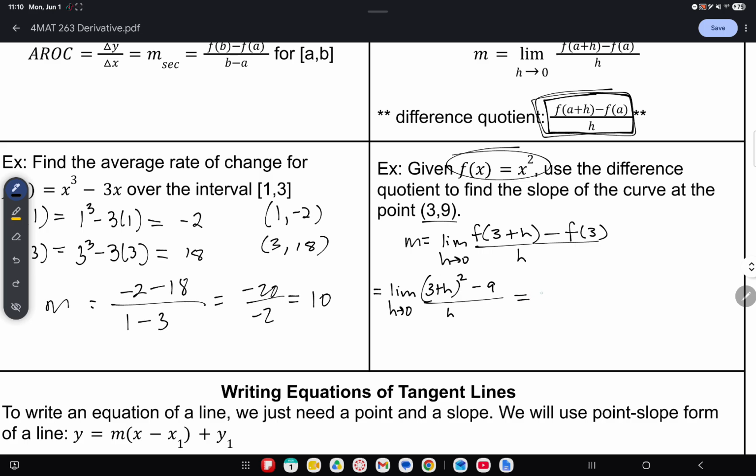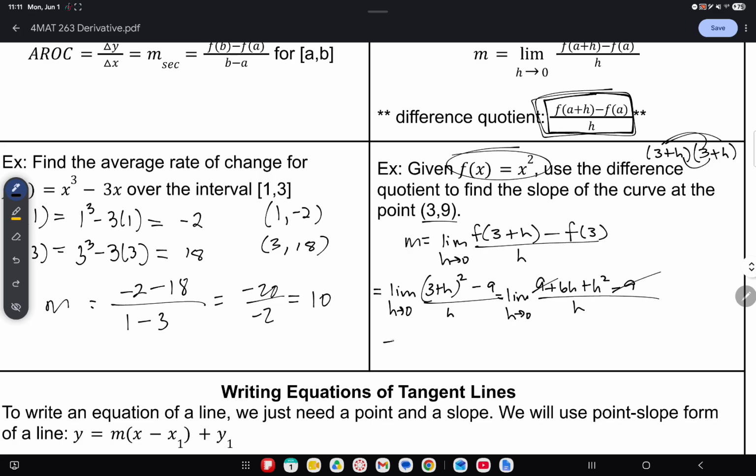Let's go ahead and square out that 3 plus h. I'm going to write it over here. 3 plus h times 3 plus h. We'll get 9. And then 3h plus 3h, so 6h. And then plus h squared, bringing over that minus 9 we have, all over h. And I'm forgetting my limits here. The limit as h goes to 0. If I do a direct substitution, I'm going to get a denominator of 0, and I don't want that. So let's do some simplifying.